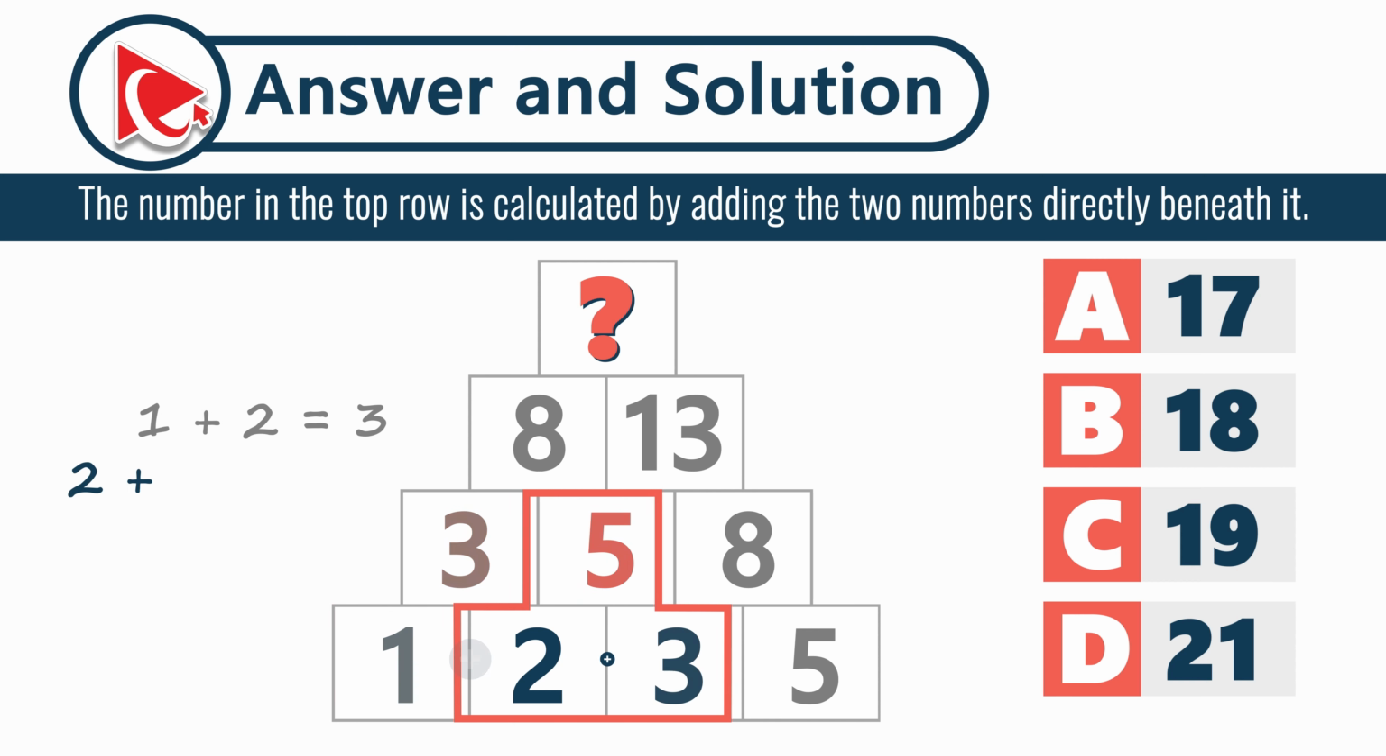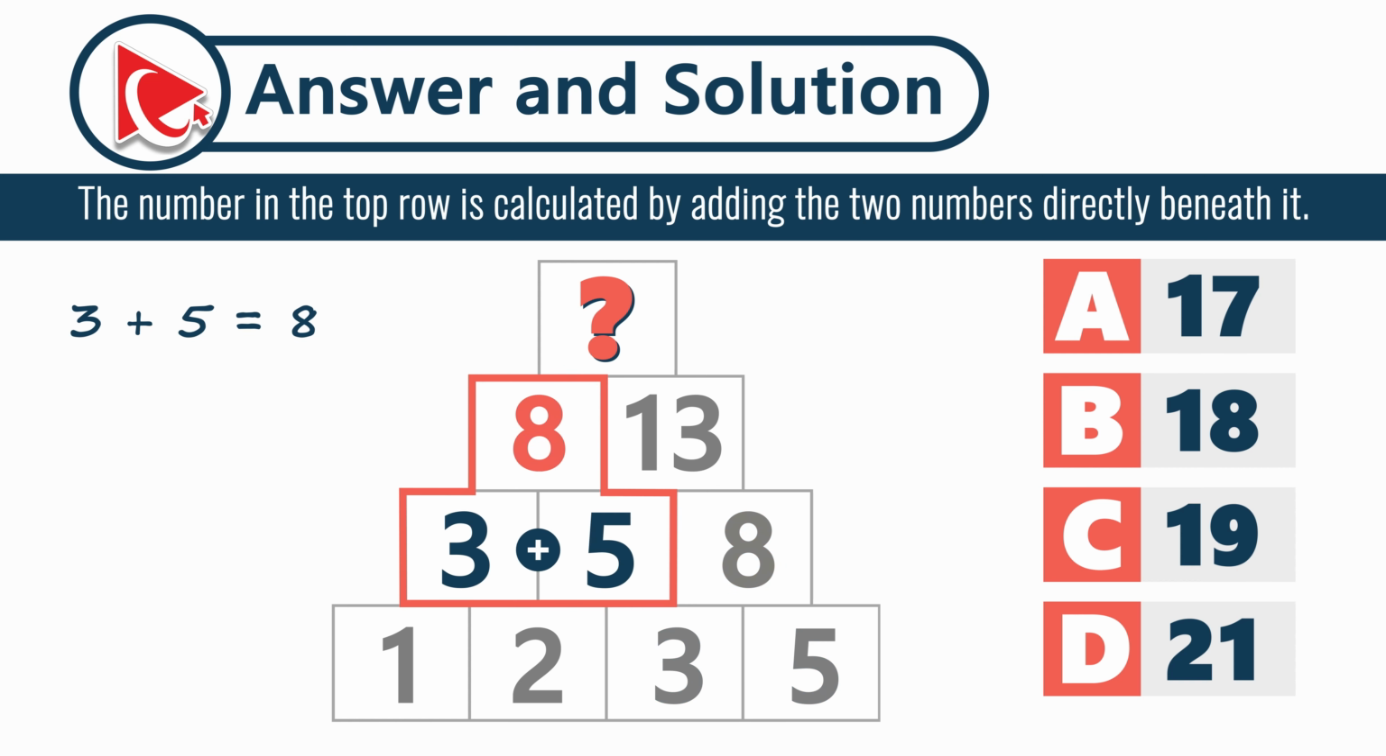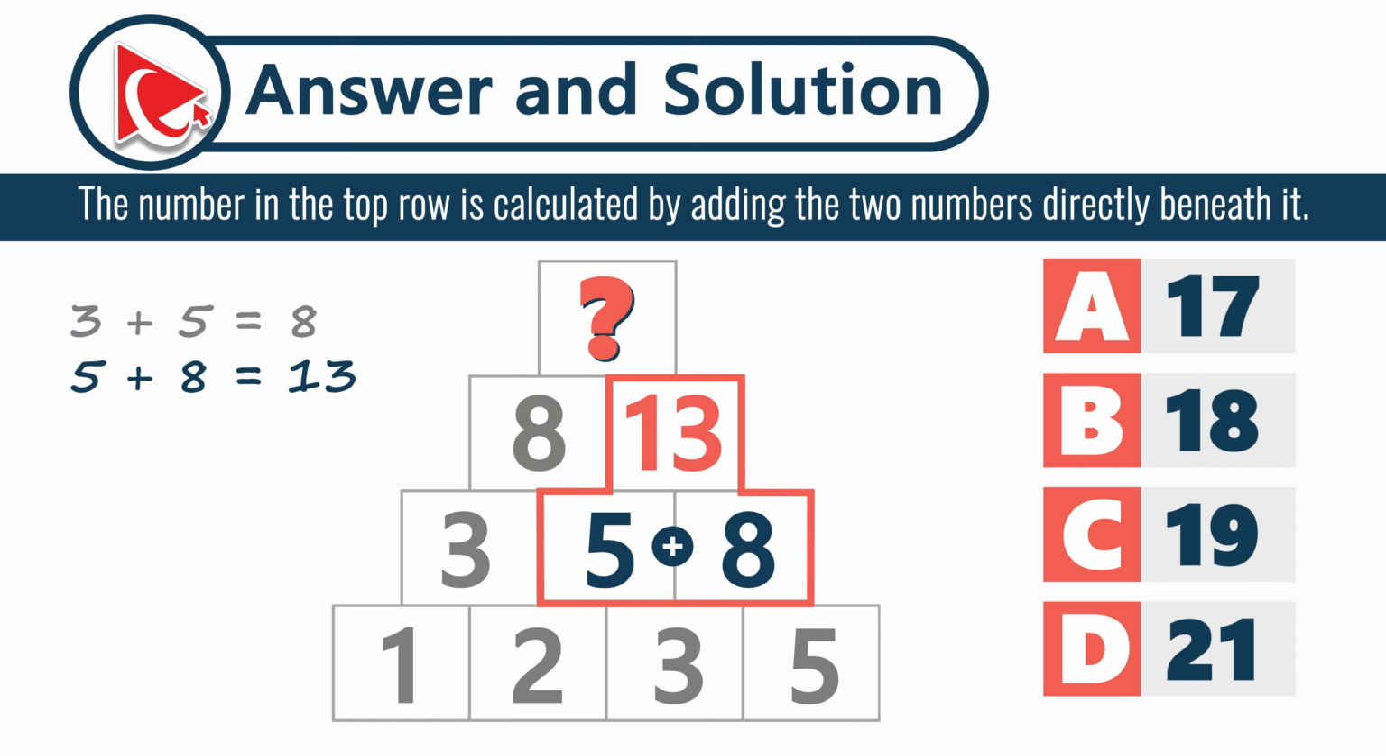Don't believe me? 2 plus 3 equals 5. 3 plus 5 equals 8. Let's add the 3rd row so you can see clearly. 3 plus 5 equals 8. And 5 plus 8 equals 13.